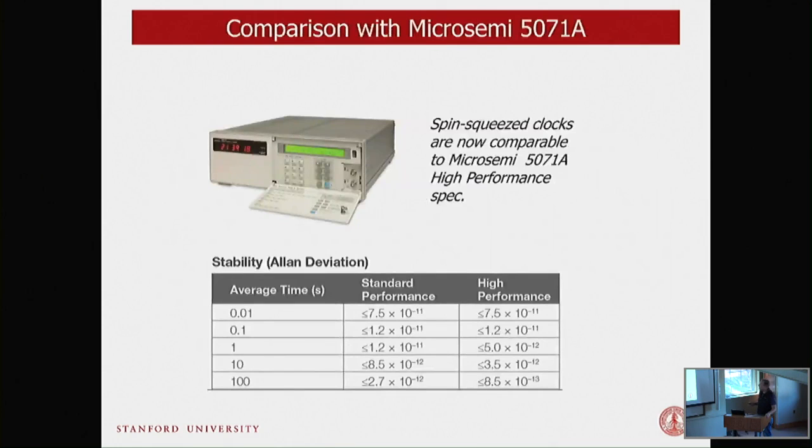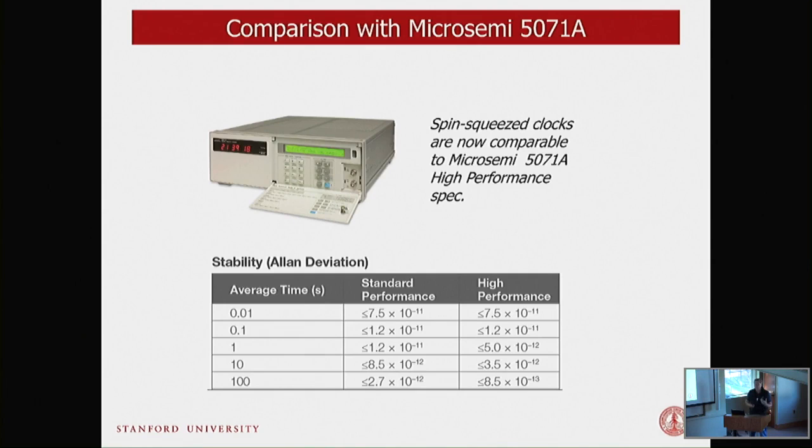And if you look at the numbers we're putting up there, they're starting to get close to state-of-the-art practical standards. So this is the state-of-the-art practical standard, the Microsemi 5071A, formerly Hewlett-Packard, of course. You see that the noise at a second for standard performance is about 10 to the minus 11 Allan deviation. That's where we are with this state squeezing right now. And the higher performance units obviously have slightly lower noise. The reason I'm putting this up there is just to orient you to where we are now and where I think we can go. And the world wants to have something better than that, and we do.